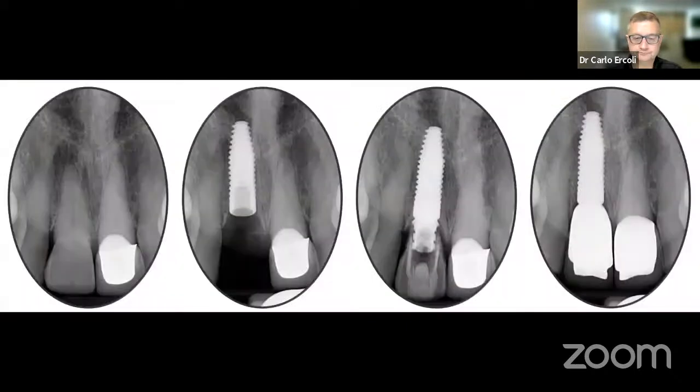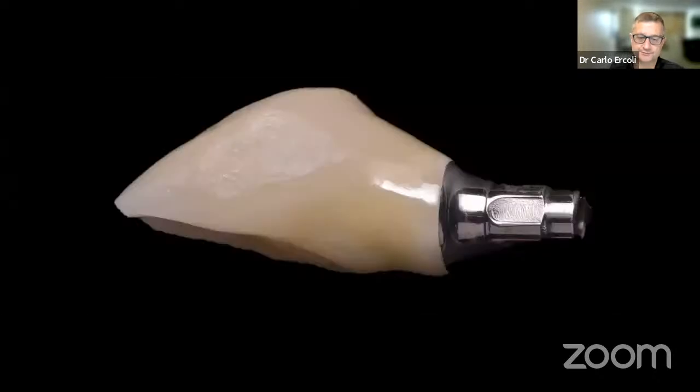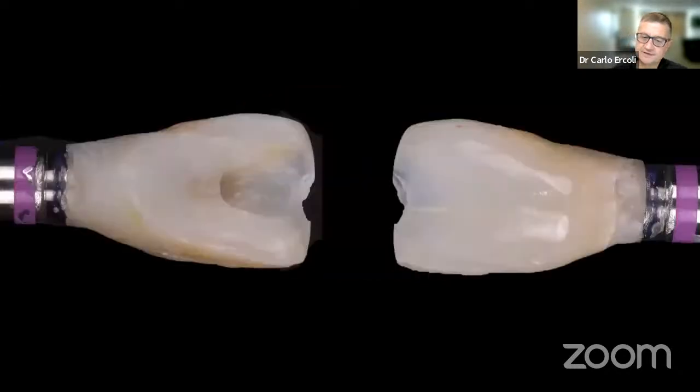Here is a sequence of the radiographs from the tooth being present, to the tooth being extracted and the implant in place, to the implant being placed with a temporary crown on the third picture from the left, and of course, the final crown on the picture further to the right. So again, here is your restoration.